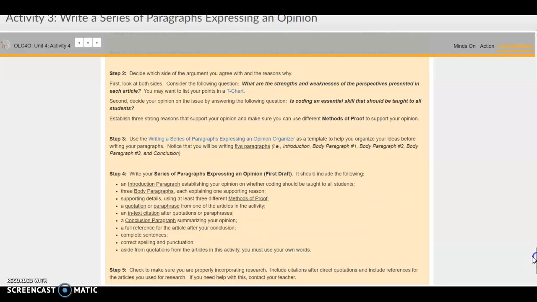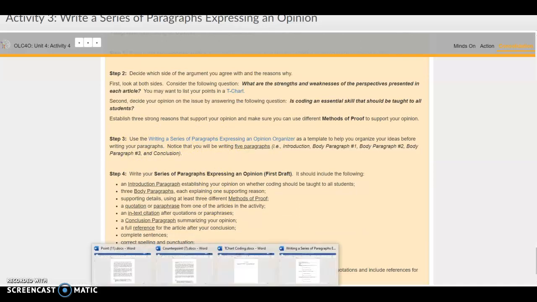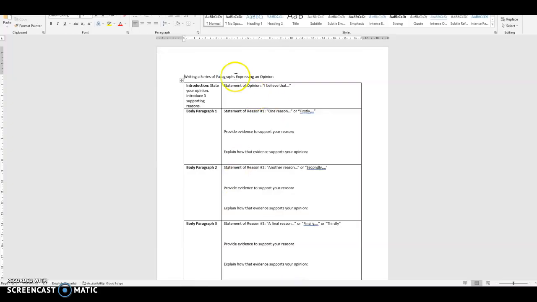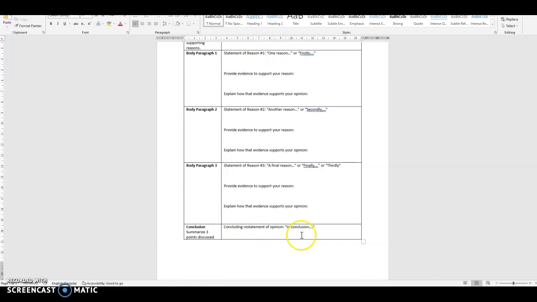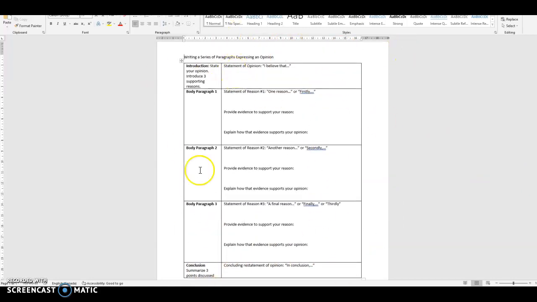What you can do is use this organizer to help you organize your paragraphs. If we look right here, we've got our organizer, so you can fill in point form notes on what your introduction is going to say, your body paragraph 1, body paragraph 2 and 3, and your conclusion. So you can use this as an outline for each of your 5 paragraphs. But this is not what you're submitting to me. This is just an outline.